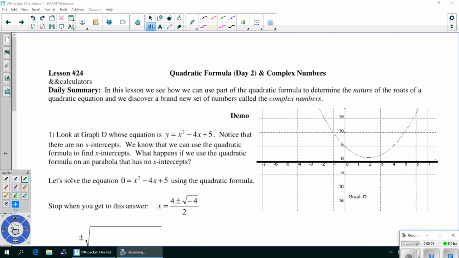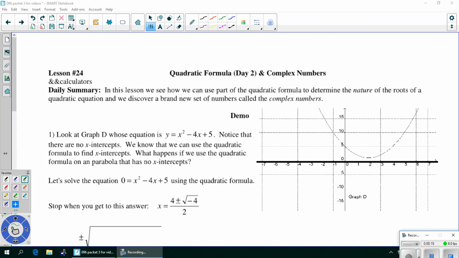Lesson number 24, Daily Summary. In this lesson, we see how we can use part of the quadratic formula to determine the nature of the roots of a quadratic equation, and we discover a brand new set of numbers called the complex numbers. I will define nature and complex numbers in this lesson.